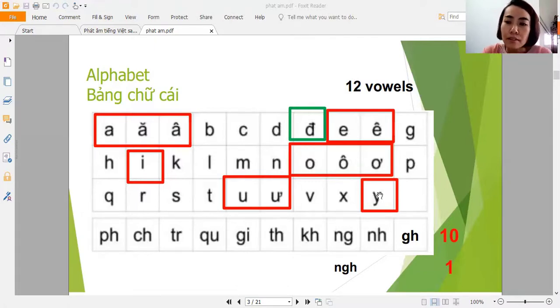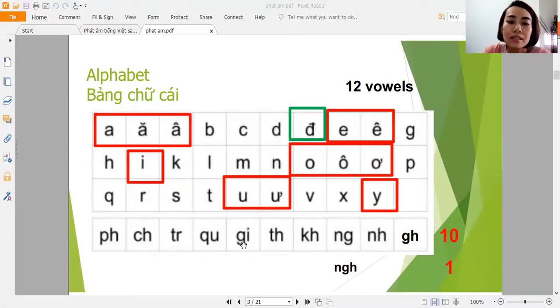Okay, and we have some consonant clusters with two letters and one with three letters here. Don't worry, we will come back to each one carefully later. This is qu. The Q always goes with the U to make this consonant cluster. It never stands alone, but in the alphabet you will see this.